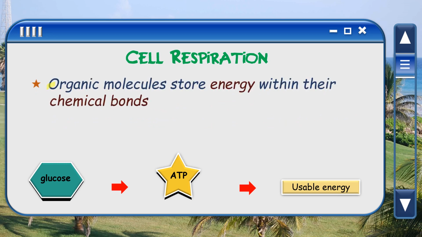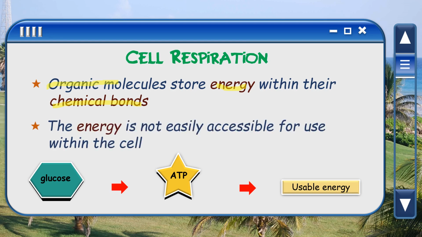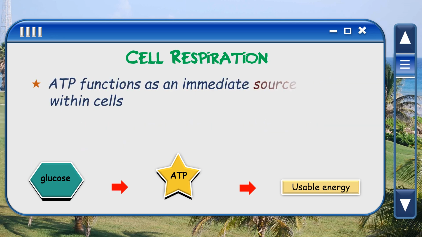The organic molecules store energy within their chemical bonds. So during cell respiration, we are going to use the organic molecules, and those organic molecules have energy stored in their bonds. This energy is not easily accessible for use in the cells. So ATP functions as an intermediate source of energy within the cell.